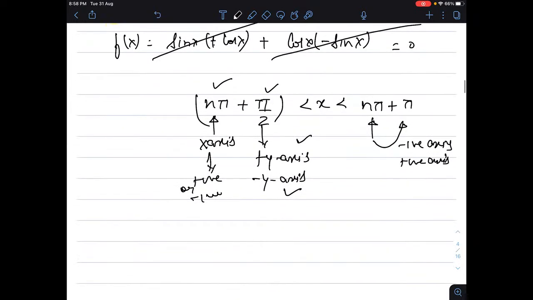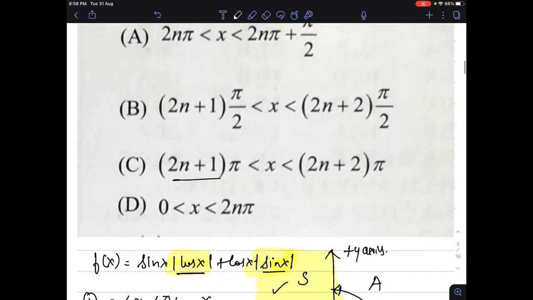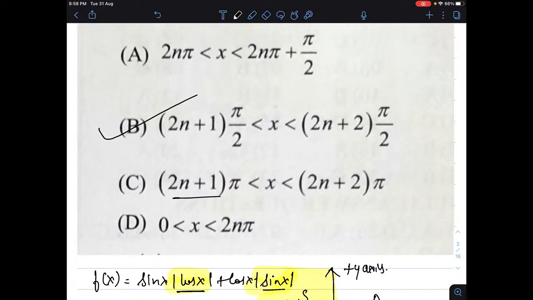So the final answer will become, let's take pi by 2 as common over here. 2n plus 1 times pi by 2 is less than x is less than 2n plus 2 times pi by 2. We multiplied and divided by 2. So we would have to mark which option over here? Option B will be the right answer for this question. That is what we are talking about, the second as well as the fourth quadrant.